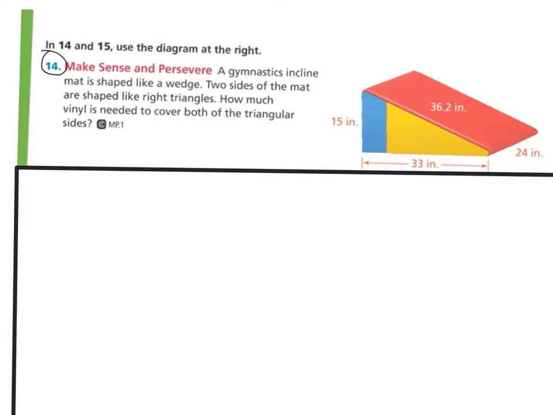Number 14, a gymnastics incline mat is shaped like a wedge. 2 sides of the mat are shaped like right triangles. How much vinyl is needed to cover both the triangular sides?